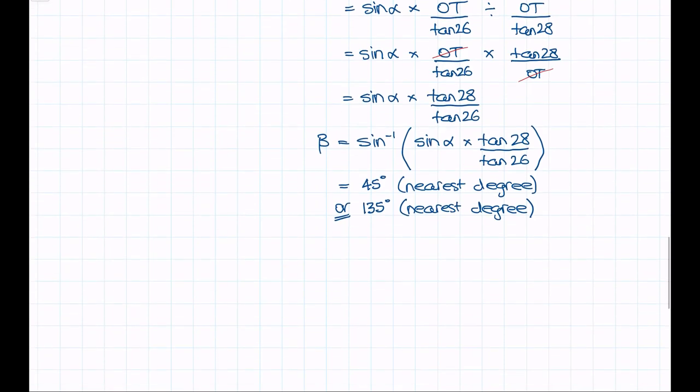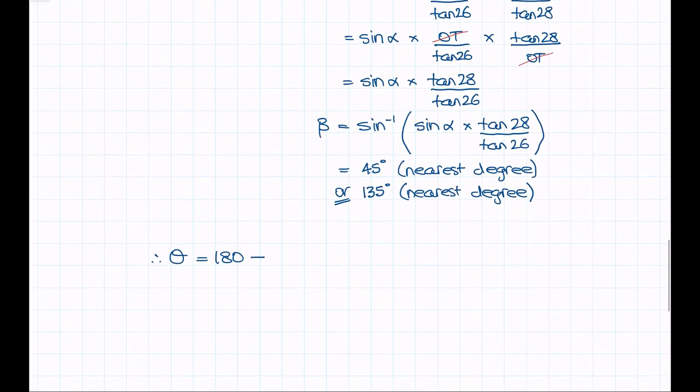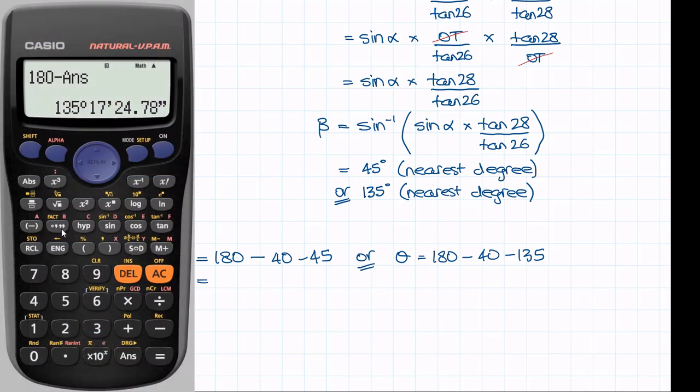So what we can do now is bring everything together and say, therefore, theta is equal to 180 degrees minus alpha, which we've got as 40 degrees, if we're doing it to the nearest degree, minus 45. That's one possibility, or theta could be 180 minus 40 for alpha minus 135. Either of those are possible. So theta could be 180 minus 40 minus 45, so theta could be 95 degrees, or it could be 180 minus 40 minus 135. It could also be 5 degrees.